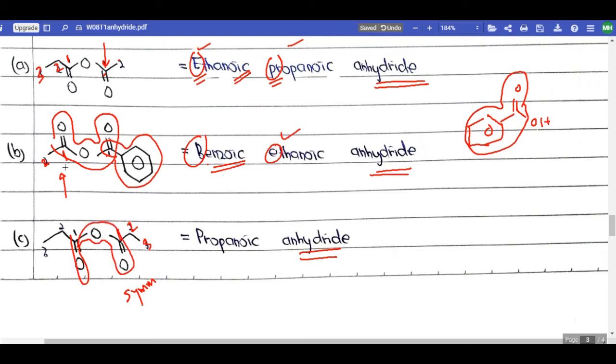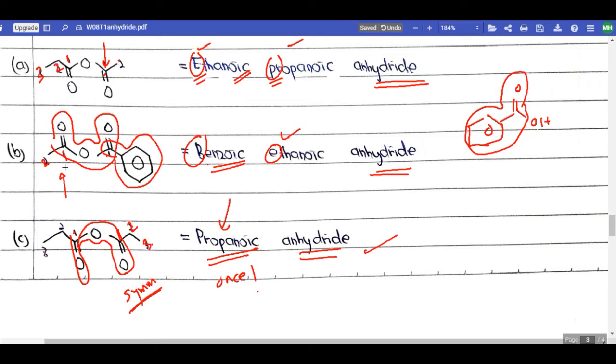Okay, as you can see, the counting is also separated. Right, number one, number two, number three on the right side, and also number one, number two, and three on the left side. The difference between symmetrical and unsymmetrical is that you need to mention it only once. Unlike unsymmetrical, you need to mention both sides because they have different structures. Right? For symmetrical, you only need to mention it once because they have the same structure. So the name will become propanoic anhydride.